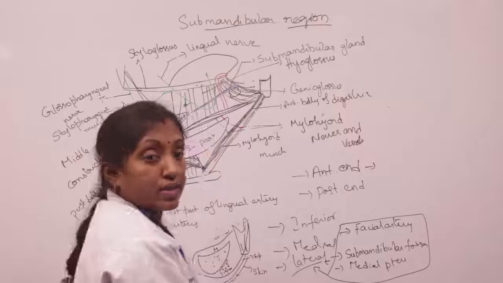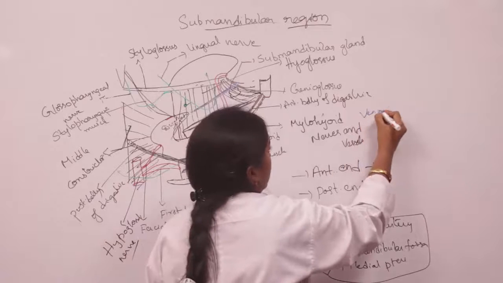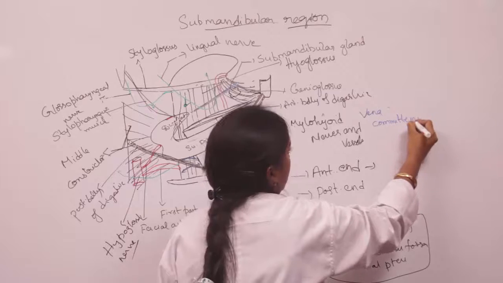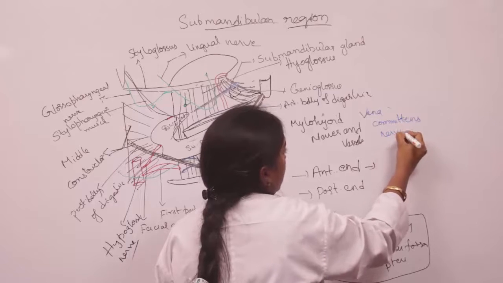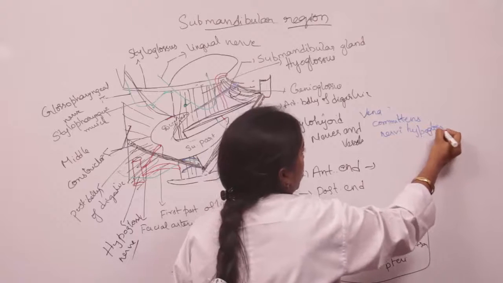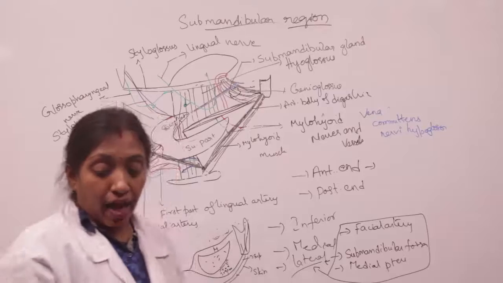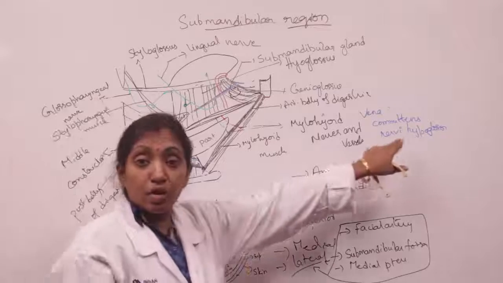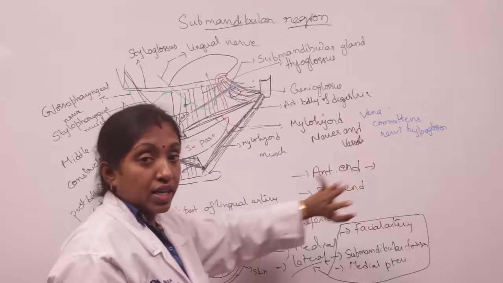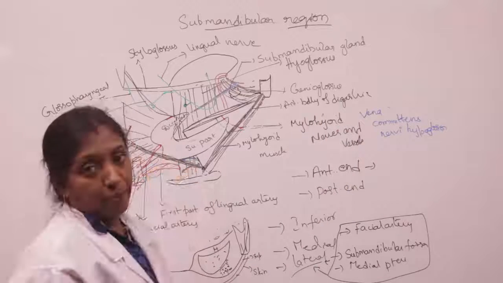This part we call it as vena comitans nervi hypoglossae. That means two veins accompanied by, that means the hypoglossal nerve accompanied by two veins. So vena comitans nervi hypoglossae is related to the intermediate part of the gland.